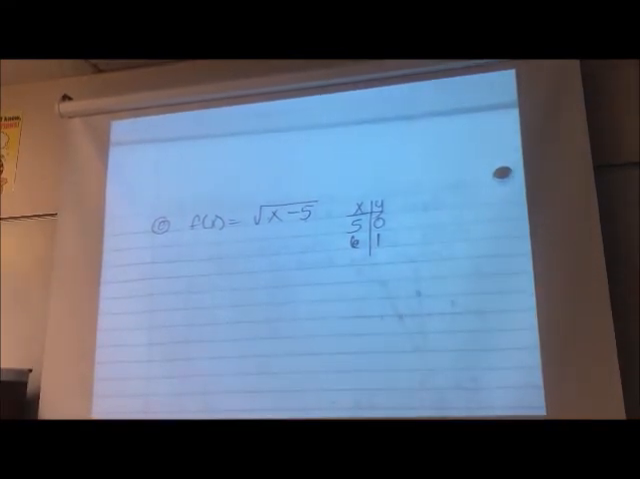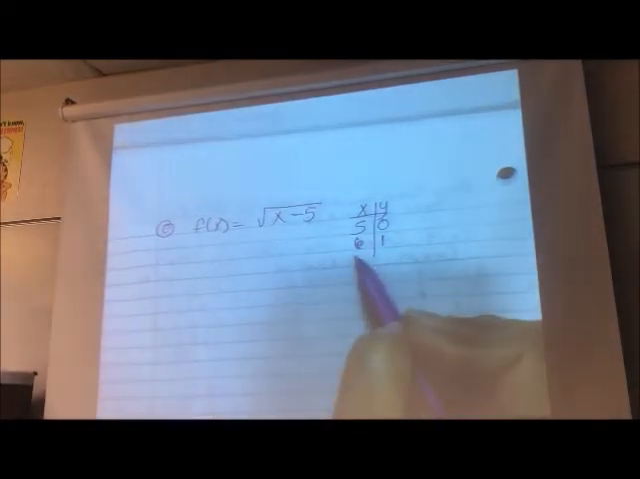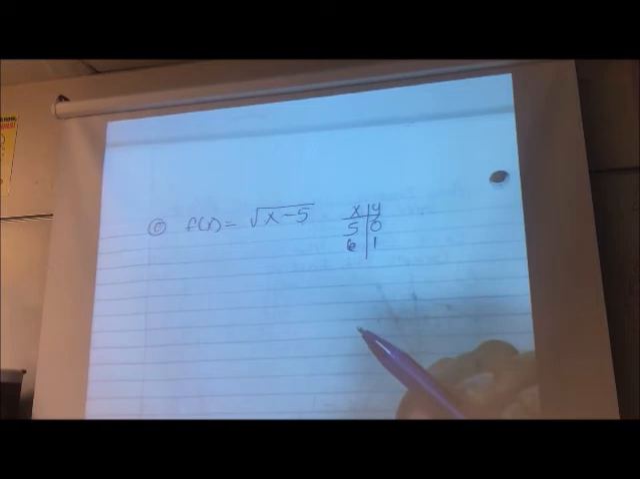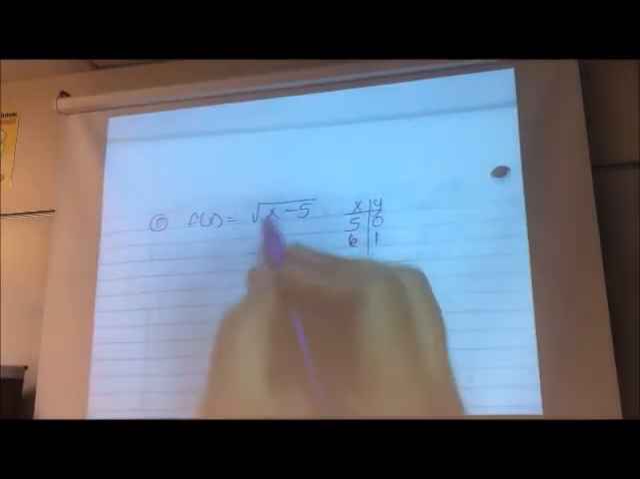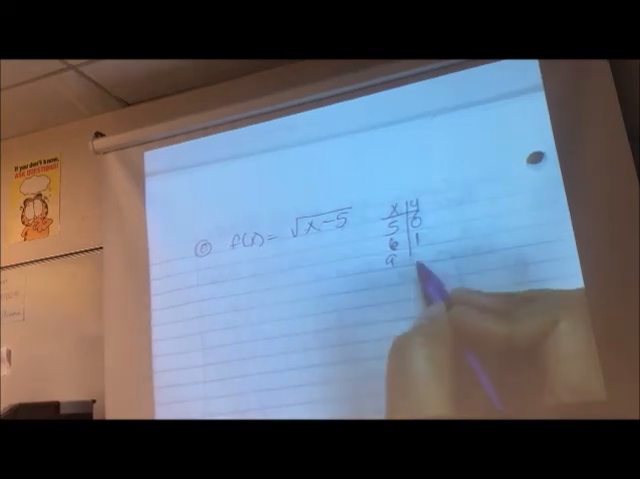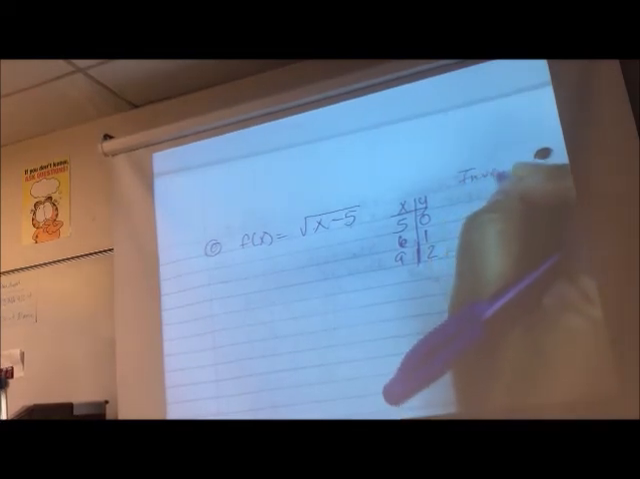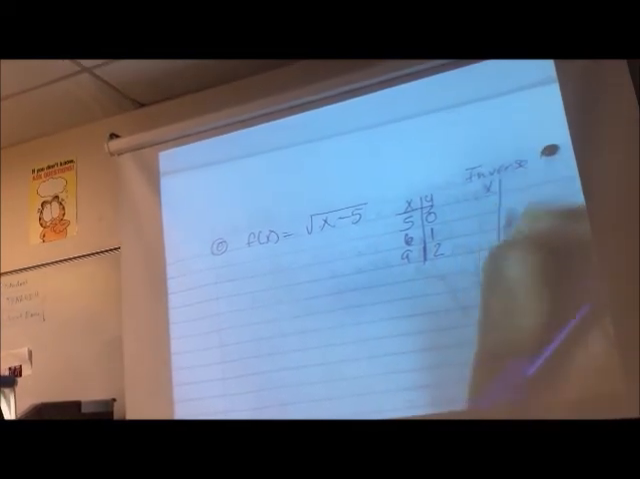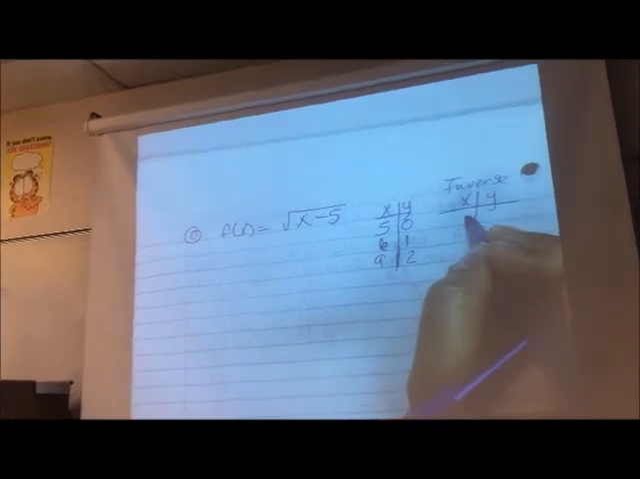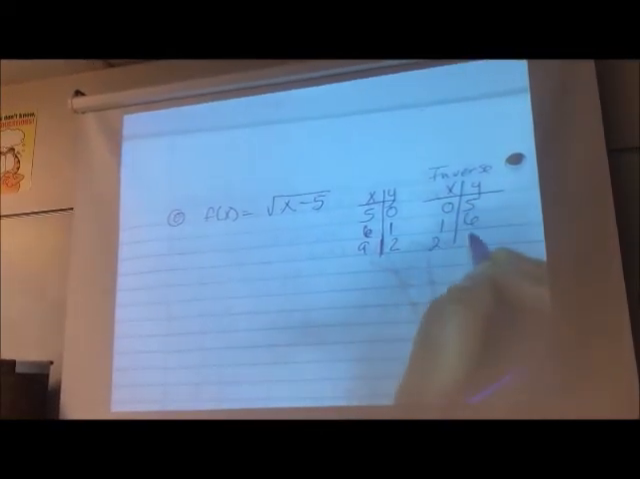And that should be a good idea. Because what would give me a 4 inside? 9. So 9 minus 5 is 4. The square root of 4 is 2. So that's all I need for right now. Let me make the inverse of the table. And this becomes what? 0, 5, 1, 6, and 2, 9.